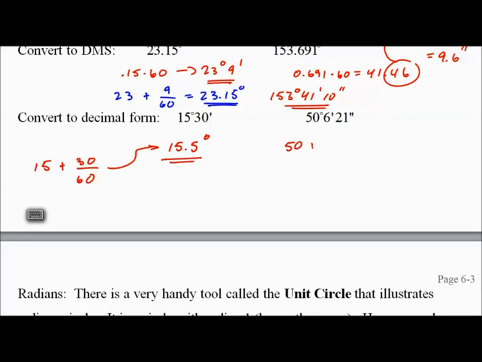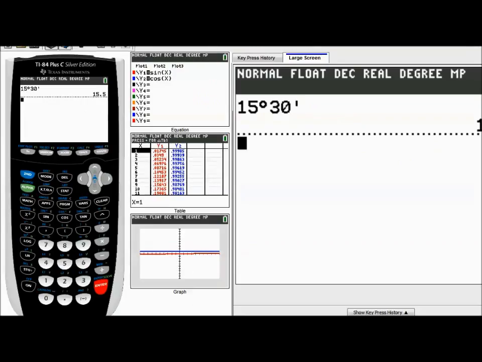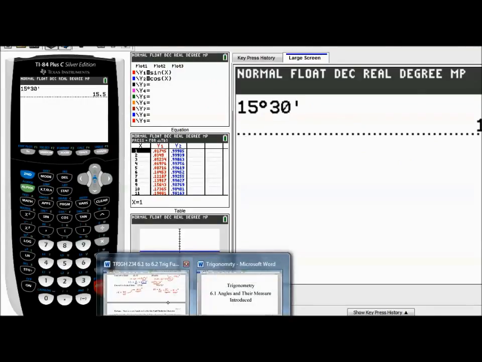Here it's 50 plus 6 over 60 plus 21 over 3600. So again, I can use that whole degrees thing on the calculator, or I can just plug it in this way. 50.11, and we're rounding to 2 decimal places generally. I'm not actually happy about that, but that's just a decision that was made. So you might say, well, wait a minute. How do I get 6 minutes 21 seconds?